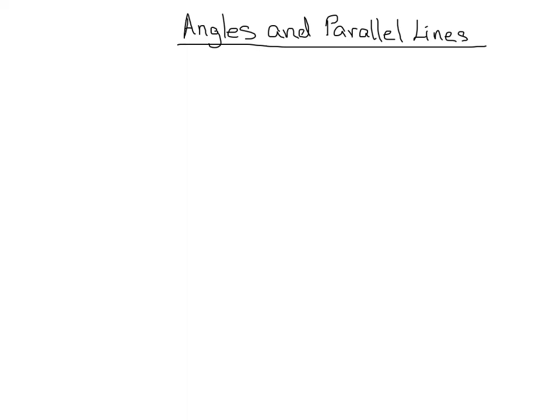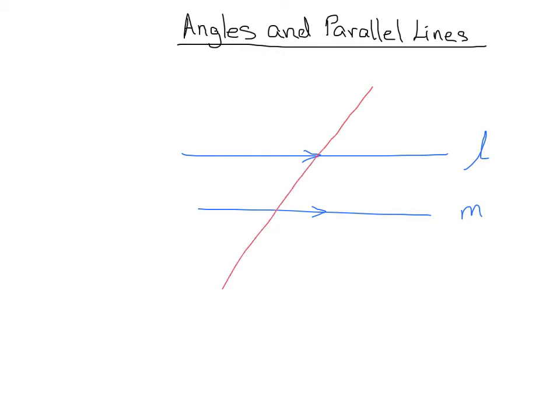In this video, we'll be looking at what happens when we have two parallel lines. So let's call them L and M. And we know they're parallel because they have those arrows on them. And we're going to look at what happens when we have another line that goes through both of those lines. That line is called a transversal. A line that goes through two lines at two different points is called a transversal. So let's call that transversal T.